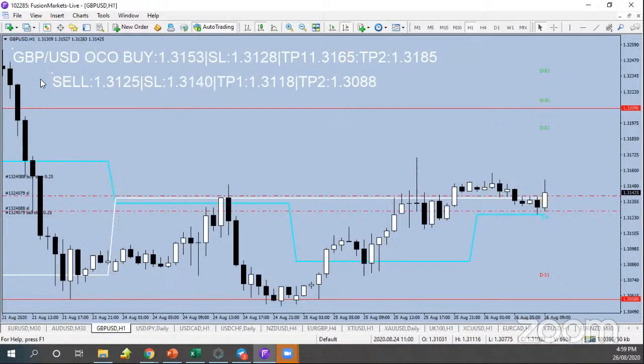Conversely, if we get triggered short, we've got a risk factor here of only 15 pips, so we'll be taking profit at 7 pips, which would be 131.18. We would then move our stop loss 7 pips above our entry level, which would be 131.32, and once again remove 50% of that position.